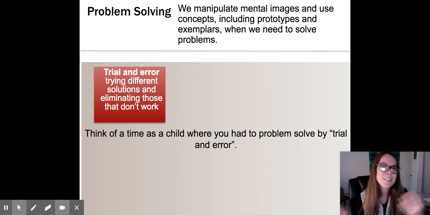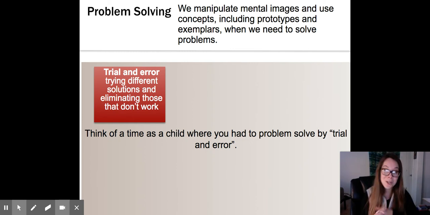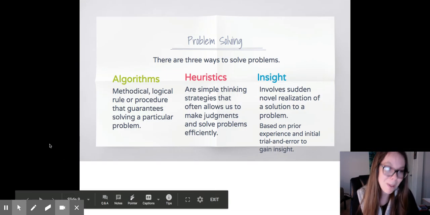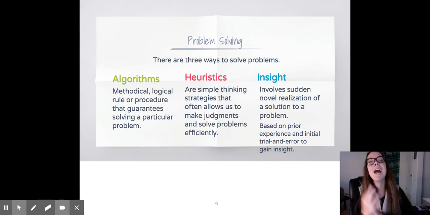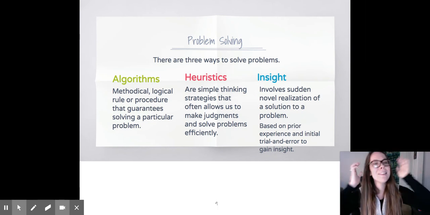So think of a time as a child where you had a problem to solve by trial and error. This is when I would usually have you all share your funny stories of running full speed into something that shouldn't be run into, or things that we learn, like falling off a couch hurts, so maybe we shouldn't do it, right? That's how we learn in the first parts of life, is trial and error. So let's go a little bit further in. Once we become more developed as human beings, here are some more advanced problem solving strategies. We had trial and error. That's the basis, the main one.